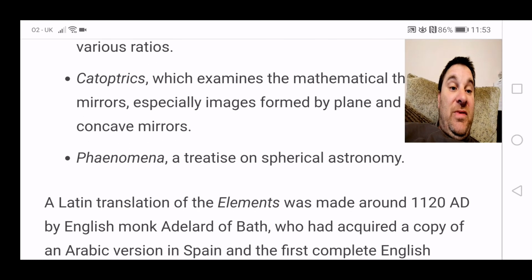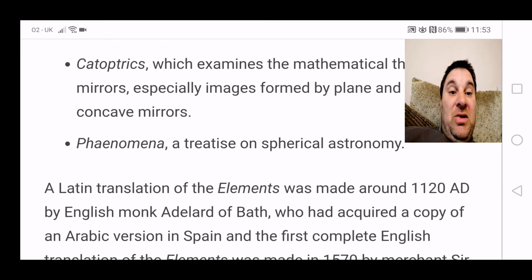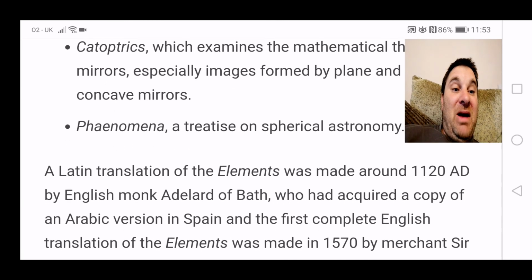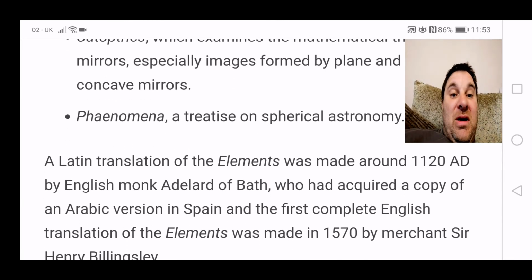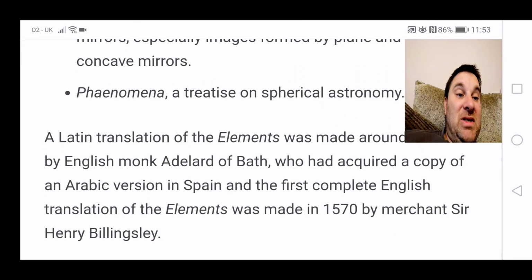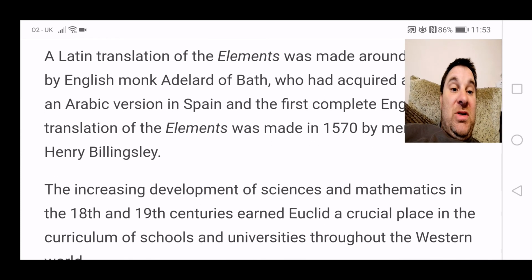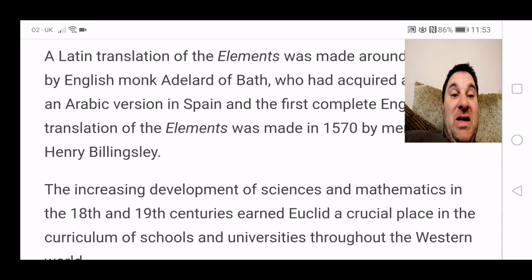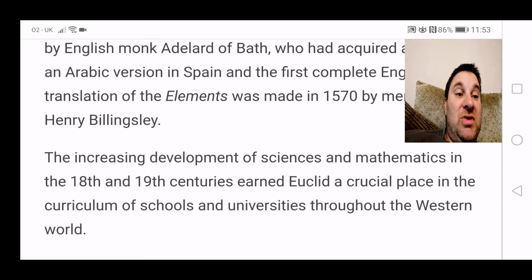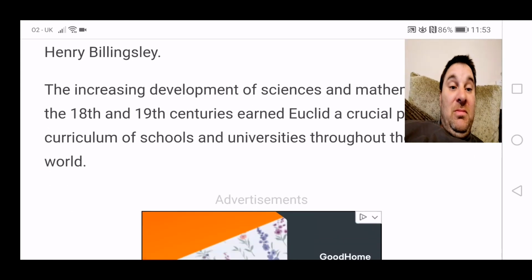A Latin translation of the Elements was made around 1120 AD by English monk Adelard of Bath, who had acquired a copy of an Arabic version in Spain, and the first complete English translation of the Elements was made in 1570 by merchant Sir Henry Billingsley. The increasing development of sciences and mathematics in the 18th and 19th centuries earned Euclid a crucial place in the curriculum of schools and universities throughout the Western world.